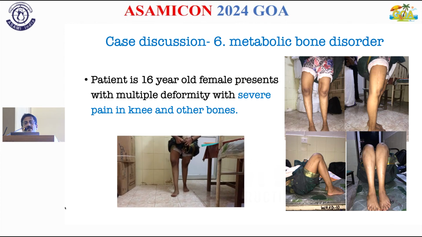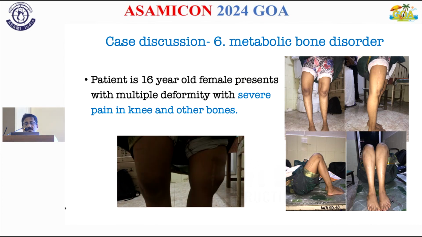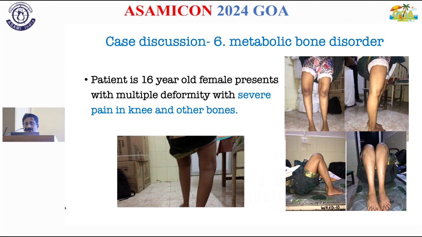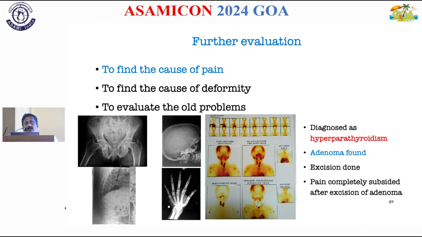And here, another girl presented with a deformity like this and severe pain. To find out the reason, we evaluated her, and she had a history of fracture, which was fixed and resulted in a valgus, and corrective osteotomy was done, which resulted in varus. And we further evaluated to find out the cause of the pain, and a parathyroid adenoma was found, hyperparathyroidism was present, and that was excised, and pain was completely relieved.